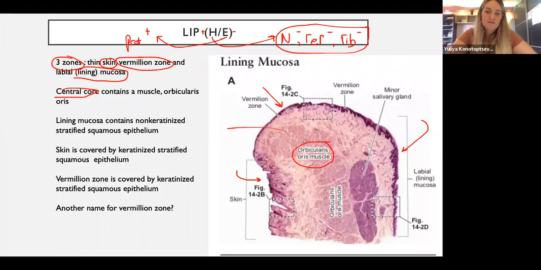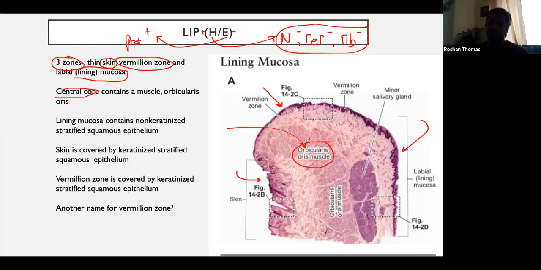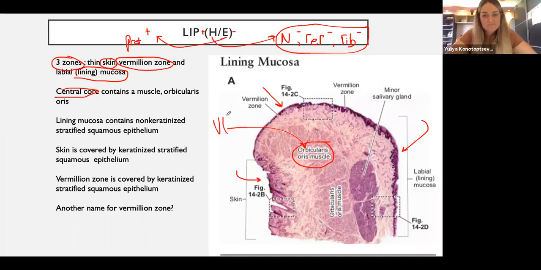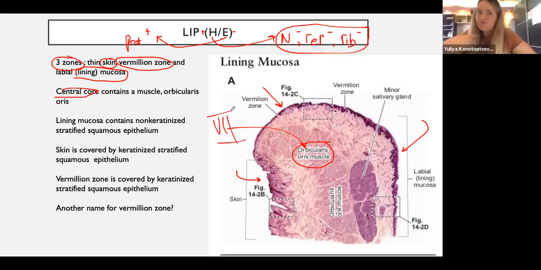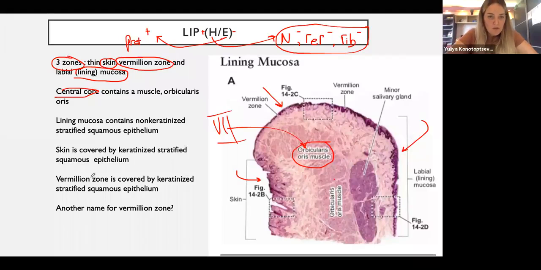Which nerve innervates this muscle? It's on my face. Facial nerve. This is a cranial nerve, number? Number 7, yes. This is cranial nerve number 7. It innervates all of my facial muscles. Another name for the vermilion zone is the red zone, because vermilion is just a shade of red.